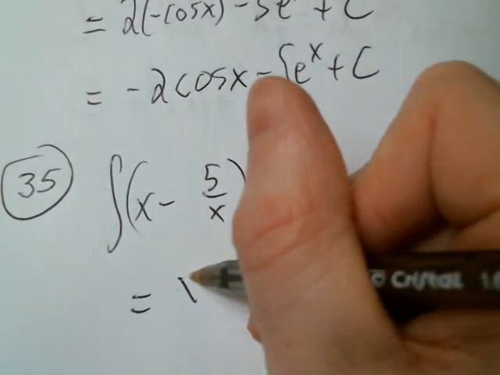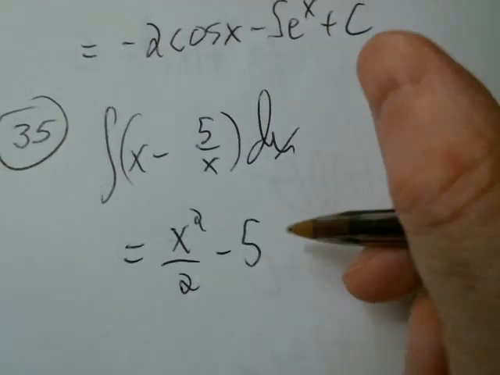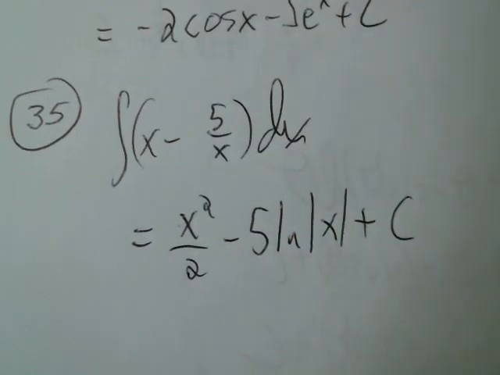And so what we get there is x squared over 2 minus 5 times the integral of 1 over x, which is the natural log of the absolute value of x plus c. Okay. It just comes down to experience and doing tons and tons of integrals.